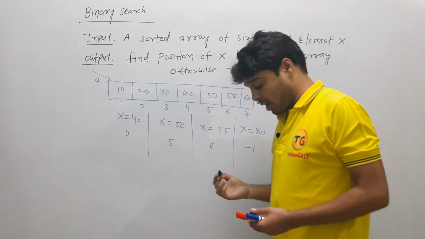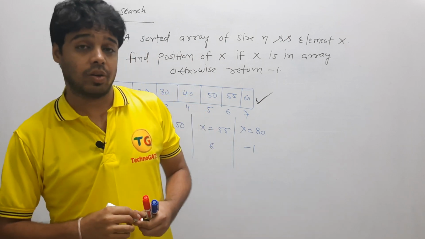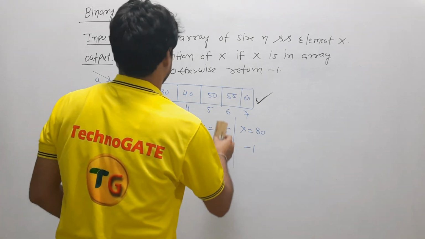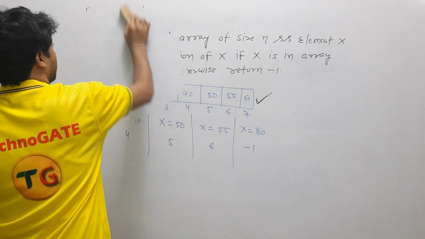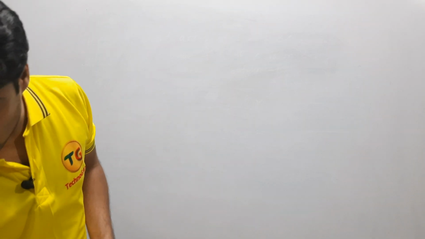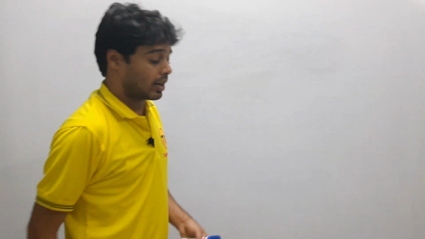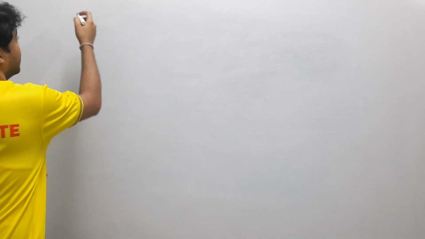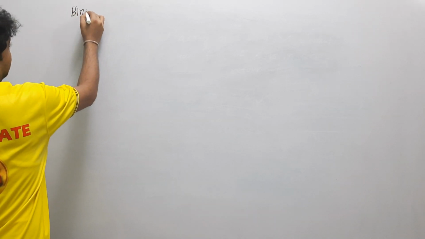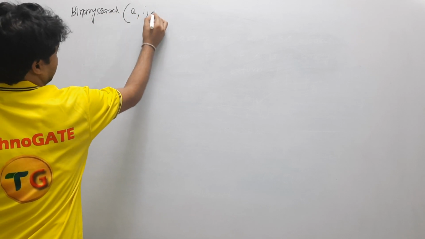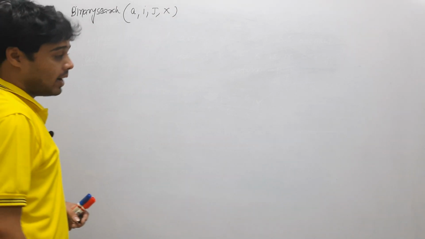Let's check how to find the time complexity one by one. This is an application of divide and conquer. So what will happen here? We write the code for binary search. What will you pass? The name of the array, start index, last index, and the element we have to find.